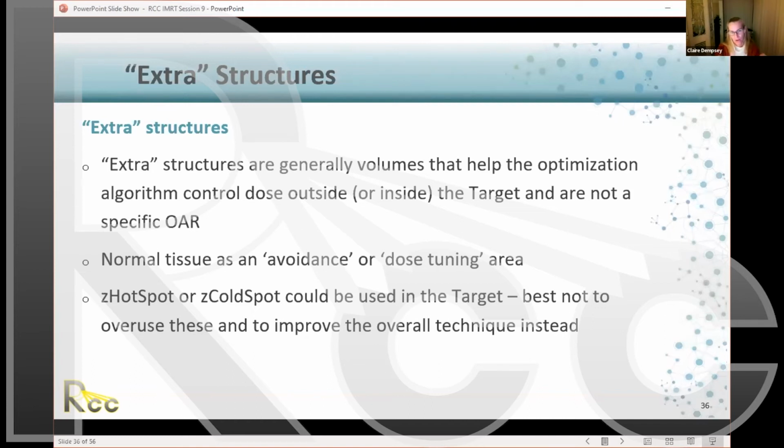It's best not to overuse particularly the hot and cold spot structures. You don't want to have a target that has 50 different hot spots in it or 50 different cold spots. You generally only use it if there were 1 or 2 spots that you were still struggling to get rid of. So if you do your optimization and find your target has a lot of hot spots in it, it's probably better to re-optimize with different dose criteria altogether across all of your structures. So improving your overall planning technique rather than trying to address all of these individual spots over time.